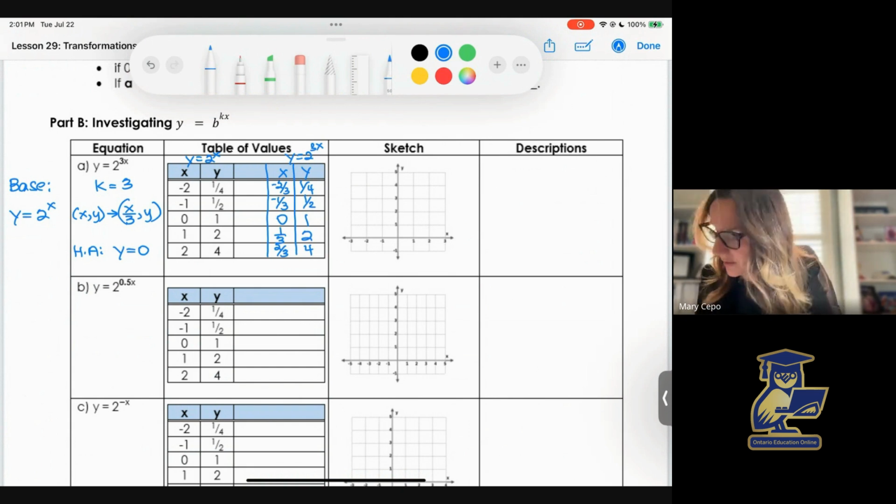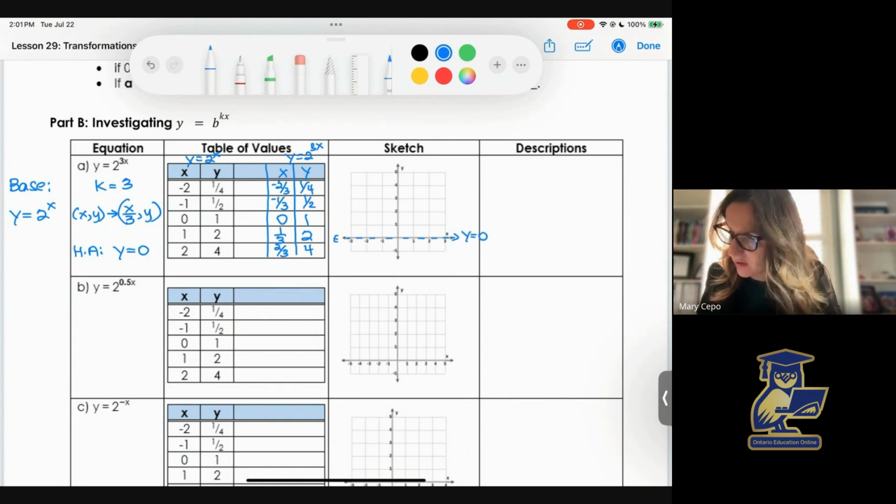Okay, so keeping that in mind, graphing this, again, the horizontal asymptote does not change. So we have y is equal to 0. At negative 2/3, we're at 1/4. At negative 1/3, we're about 1/2. At 0, we're at 1. At 1/3, we're at 2. And at 2/3, we're at 4.